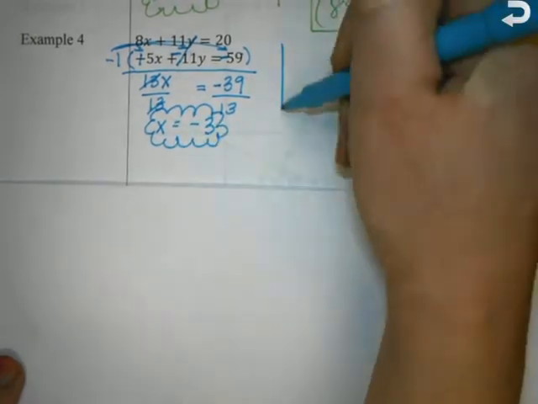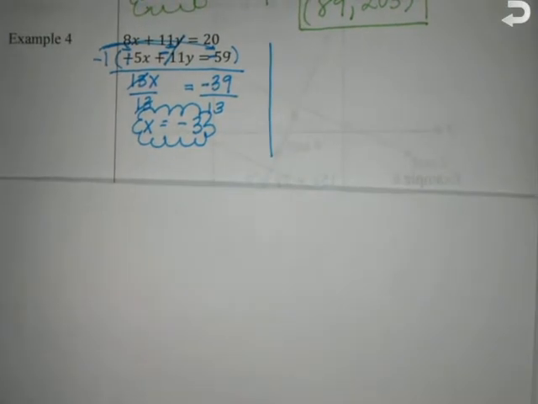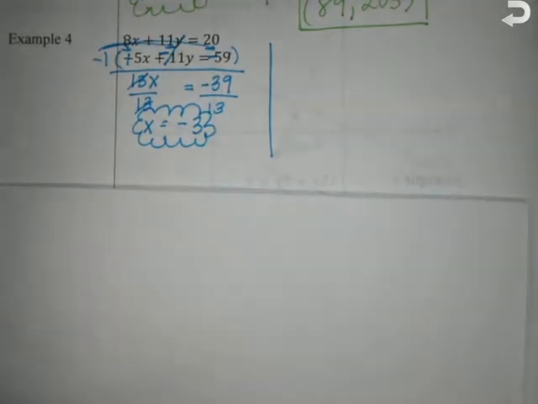Okay, so next thing we have to do is solve for what? Y. So, let me see. Kylie, which one did you use, the top or the bottom? The top? Okay, so that's going to be 8 times negative 3 plus 11y equals 20.